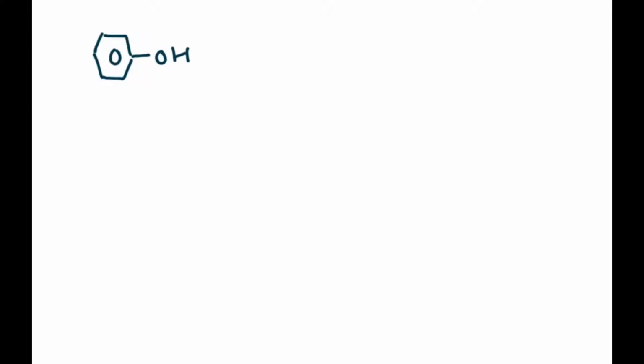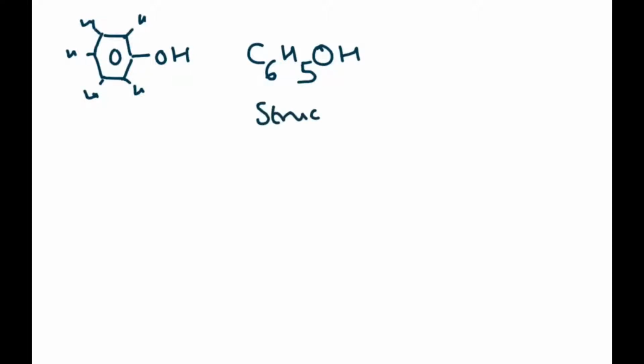Okay, so if you write C6H5, because remember that there is one hydrogen on each of the carbons here, because each of the carbons can only form one further bond, C6H5OH. Okay, so what we've written there is called a structural formula.